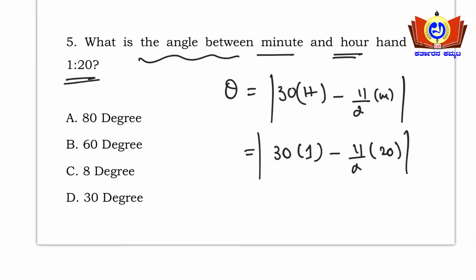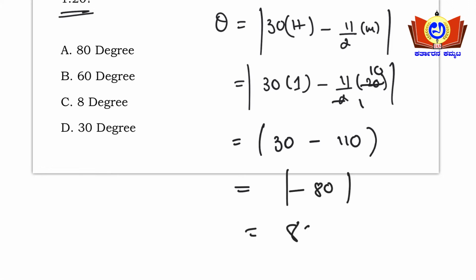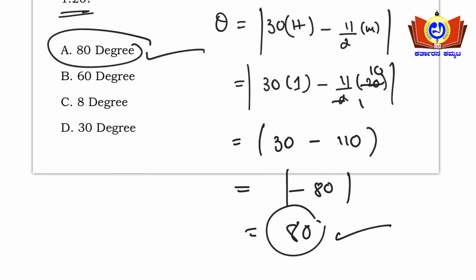Yes or no? Simple. So 30 minus 11 by 2 times 20, so 2 10 times. So 11 into 10 is 110. So 30 minus 110 is minus 80. So mod is there, actually it will be 80 here. Okay, so 80 degrees is the right answer here. And actually in the previous video I have explained how the concept works.